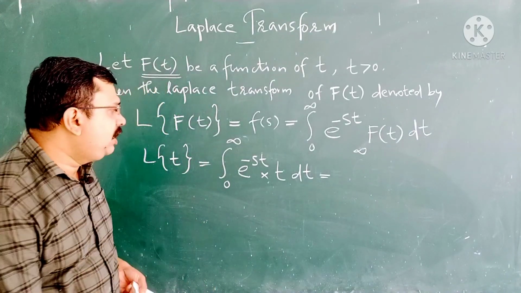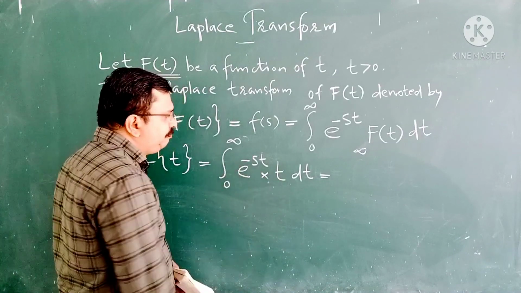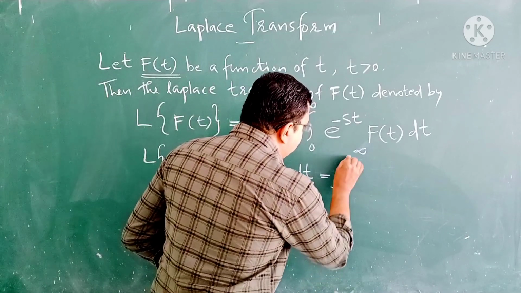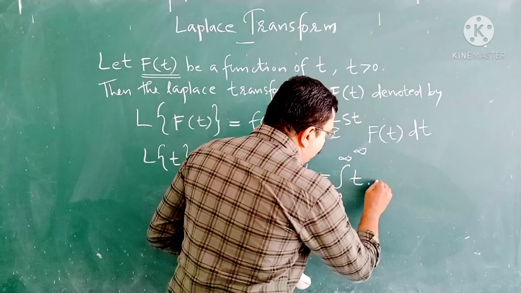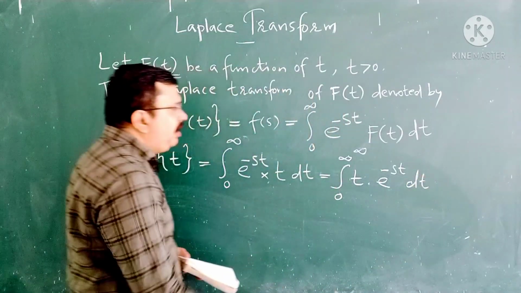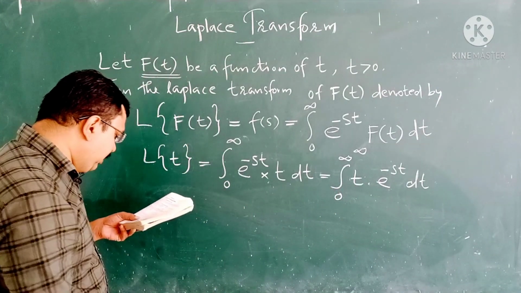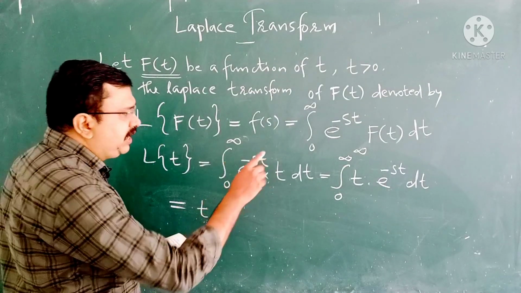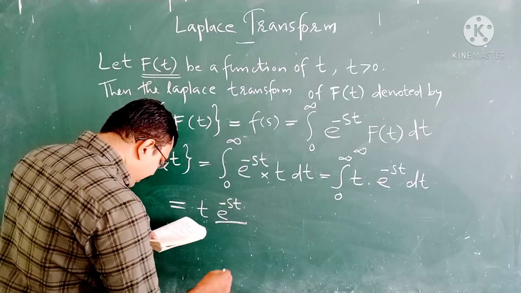Therefore, here the first function is taken as t. This can be written as the integral from 0 to infinity of t into e^(-st) dt. Now we can solve this, which is equal to the first function t into the integral of the second function, e^(-st) by minus s.